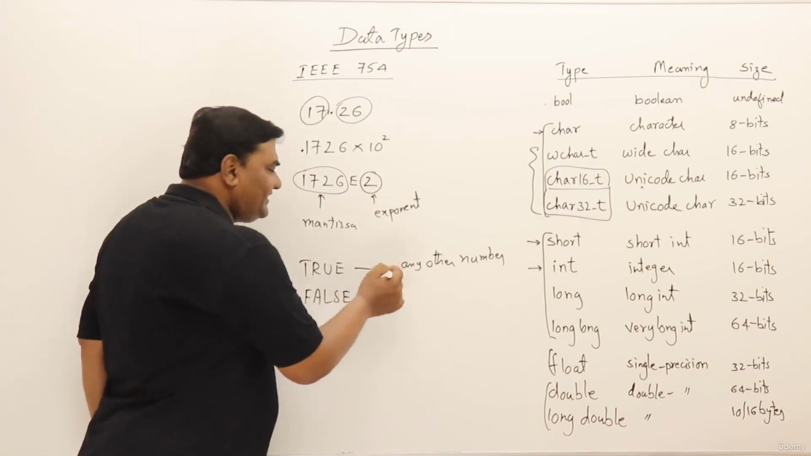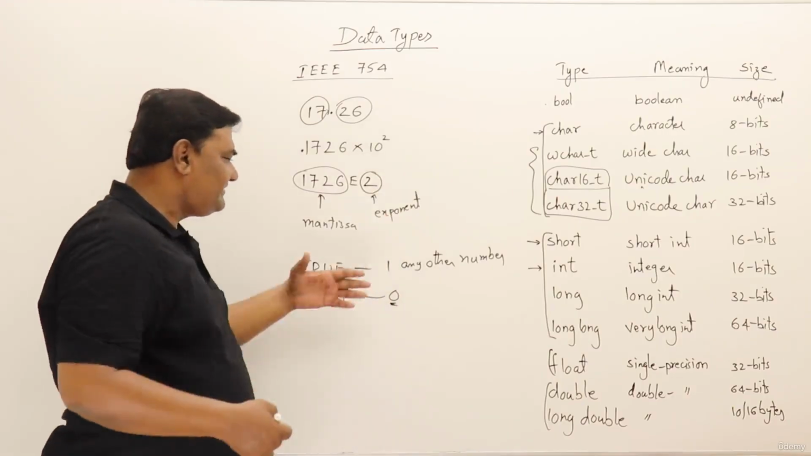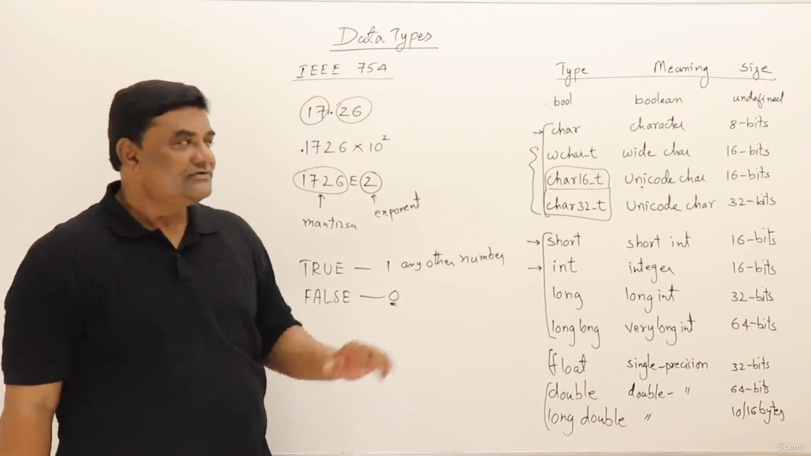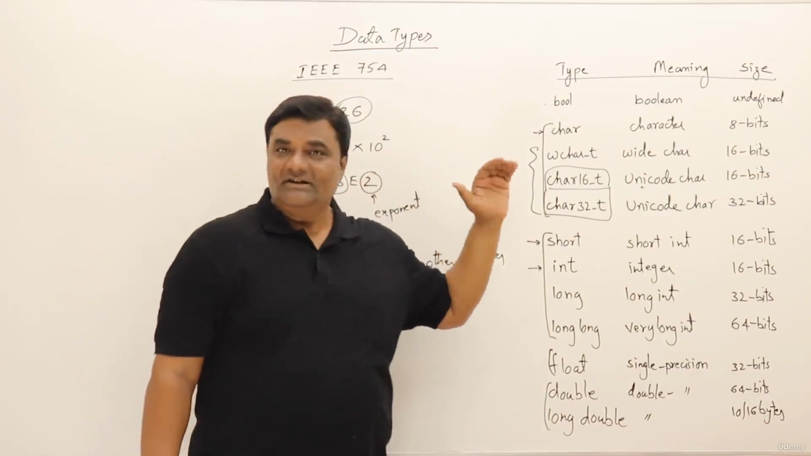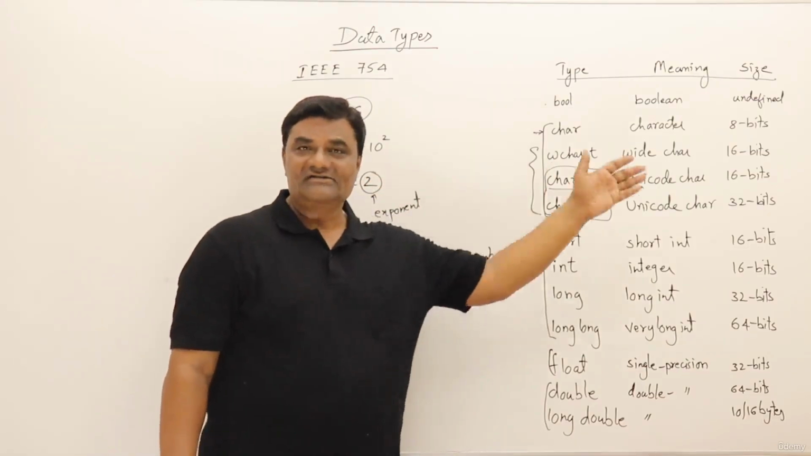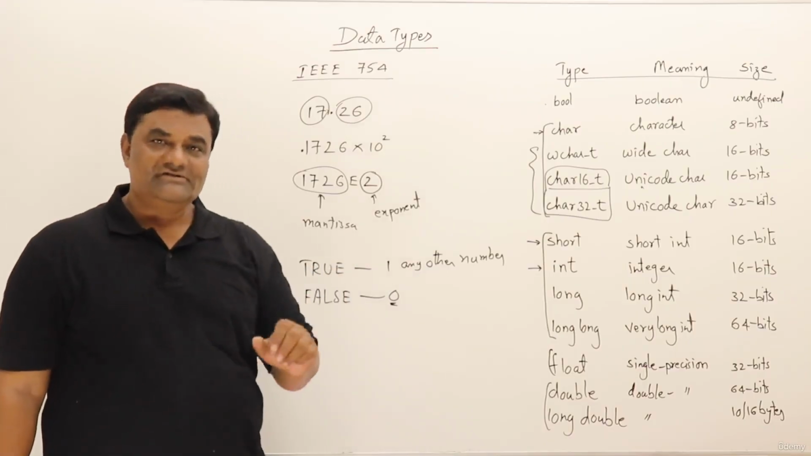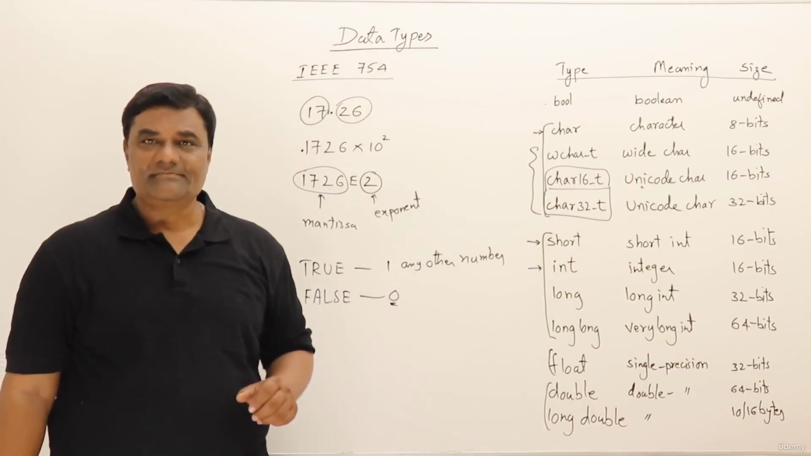Right? So instead of using that data type, you can even say 0 as false and any other number as true. But declaring this type of variable will improve the readability of the program. It makes sense that you are going to store a true or false value in this type of variable.